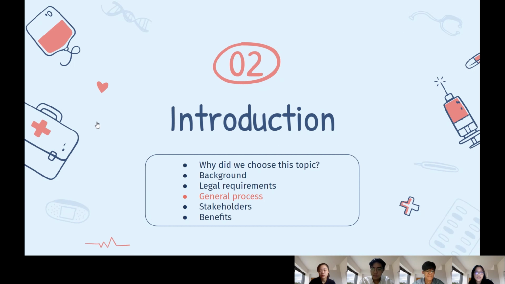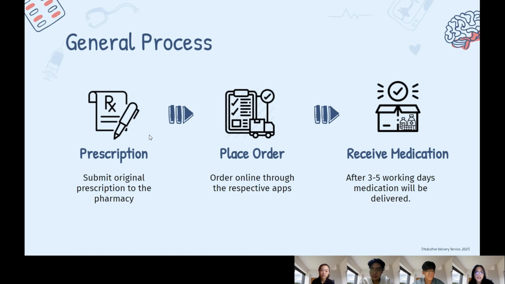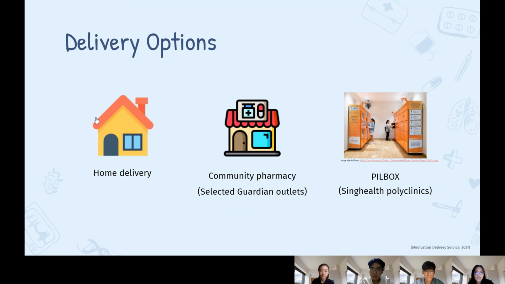Next, I'll be sharing on the general process of home delivery order. So patients first have to submit their original prescription to the pharmacy. They can then place an order through respective platforms available, and after 3 to 5 working days, medication will be delivered. Delivery options include home delivery, delivery to community pharmacies, and delivery to pillbox.